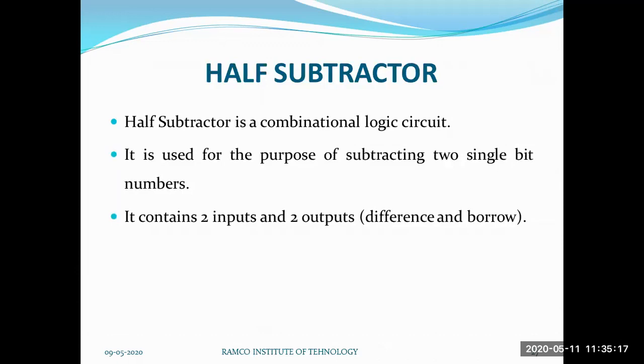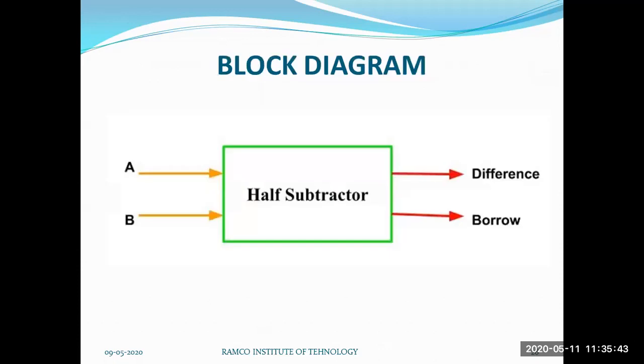So the next combinational circuit is the half subtractor. The half subtractor is used to subtract two binary numbers, zeros and ones. It consists of two inputs and two outputs. Here the two outputs are named difference and borrow. So in a half adder circuit, you have a sum and carry. In a half subtractor circuit, you have difference and borrow.